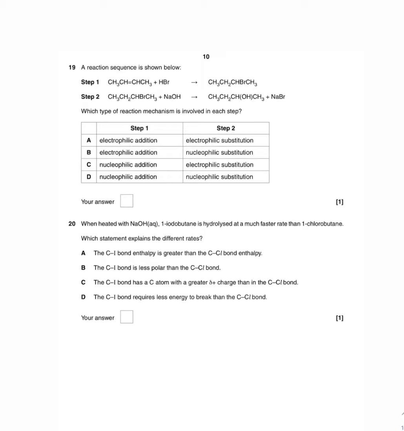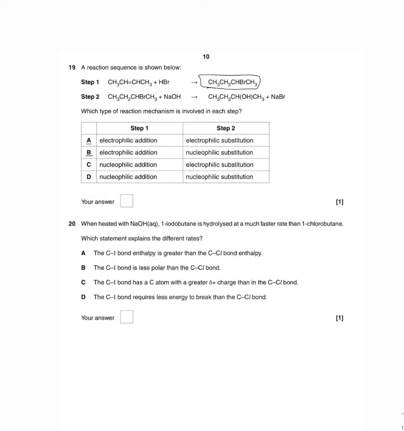19 is saying that a reaction sequence is shown below. So which type of reaction mechanism is involved in each step? You have a H coming here and a Br coming here, making one product. This is highly electron dense, and so it's electrophilic addition because you're adding these to here. So it's either A or B.